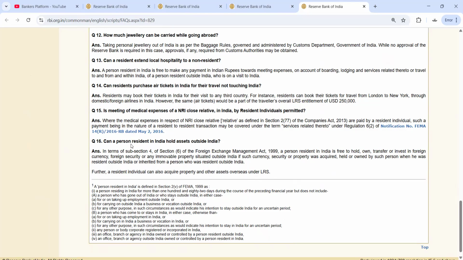Can a person resident in India hold assets outside India? In terms of subsection 4 of section 6 of the FEMA Act 1999, a person resident in India is free to hold, own, transfer, or invest in foreign currency, foreign security, or any immovable property situated outside India if such currency, security, or property was acquired, held, or owned by such person when he was resident outside India or inherited from a person who was resident outside India. Further, a resident individual can also acquire other assets overseas under LRS. A resident individual can also purchase immovable property outside.